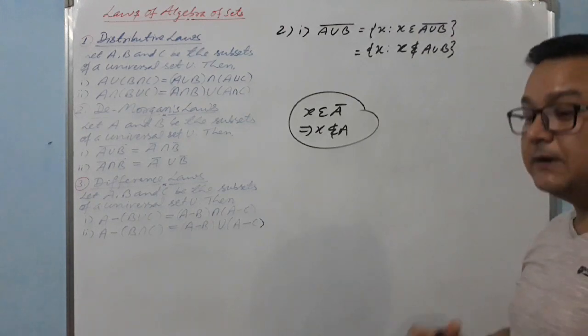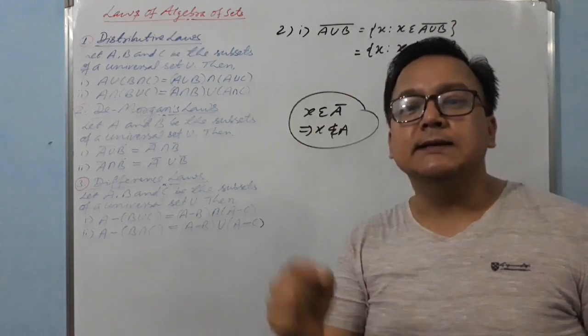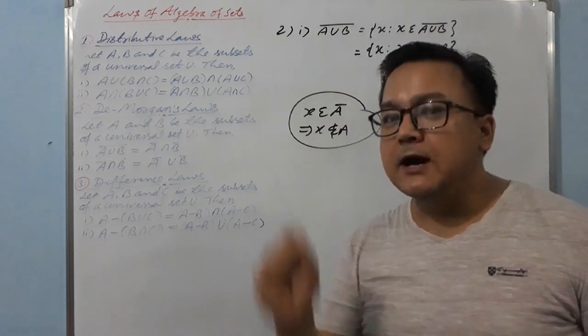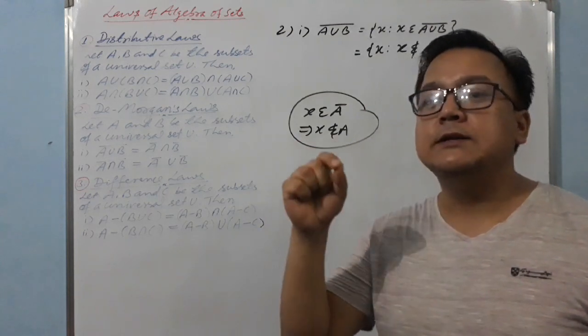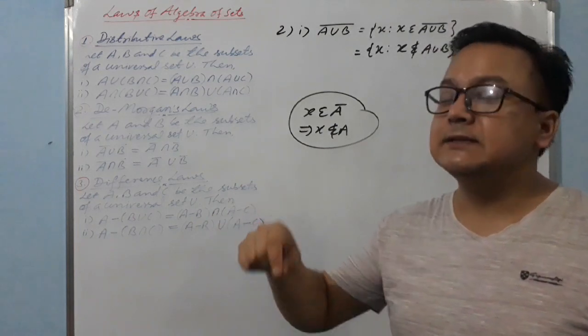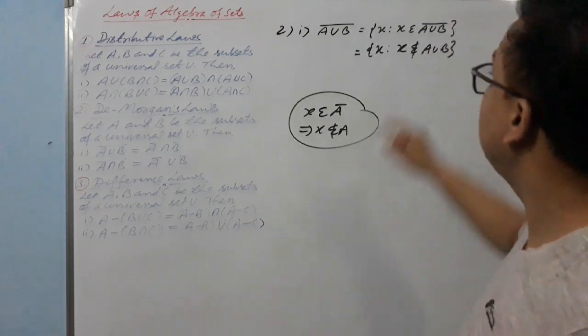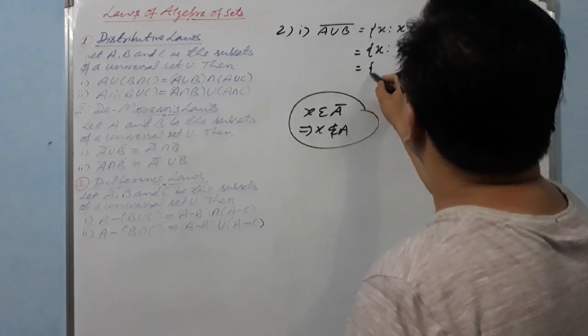So it's a common thing. If any element is not in A union B, definitely X is not an element of the component sets of A union B. Component sets means A and B. X is definitely not an element of A and B. Okay, so here we can write it this way.